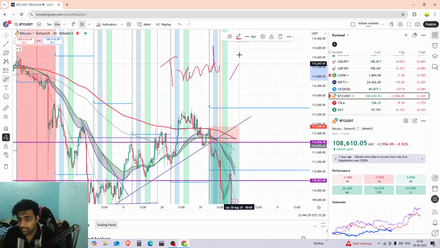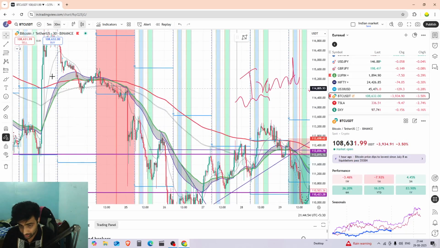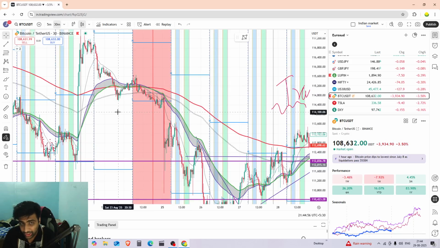So either it can be an uptrend or a downtrend. You have to only trade if the market is going up or if it's going down. You don't have to take the trade if it is sideways. And the time frame should be 30 minutes. The second condition is that we don't take small time frames because those time frames are too noisy.